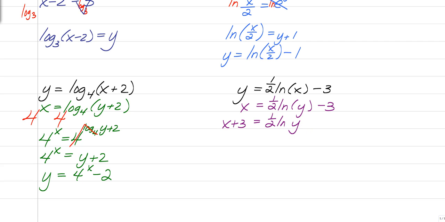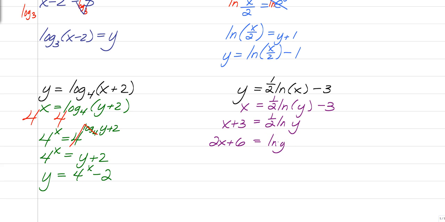Now we need to get rid of the 1/2. Remember, all of our old rules of solving still apply. We're trying to get y by itself, so we have to get rid of all the other nonsense around it, unless there's something inside the parentheses with it. So to get rid of 1/2, you need to multiply both sides by 2. So you can call this 2x plus 6 or 2 quantity x plus 3. It doesn't matter.